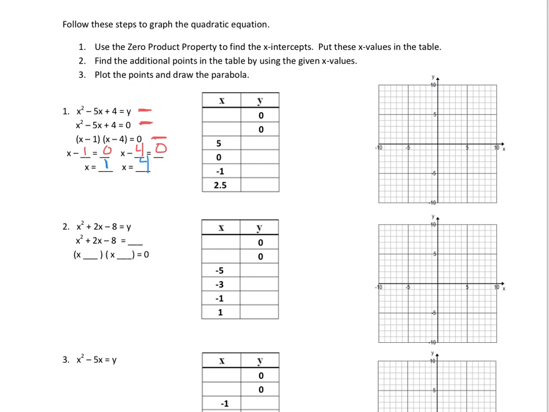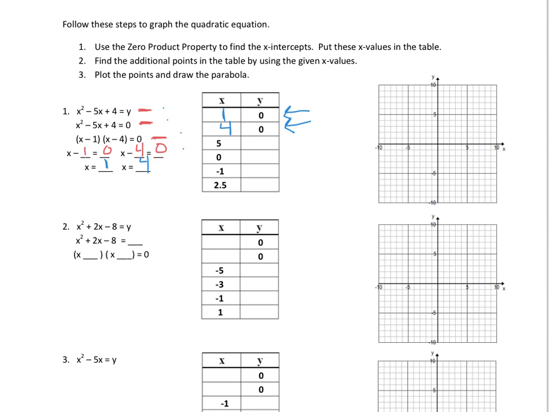So how this works in my table, when my y's were 0, which is right here, here, here, using my zero product property, I got 1 and I got 4. Now those are your x-intercepts. So I'm going to go right over to my graph right away and plot them.